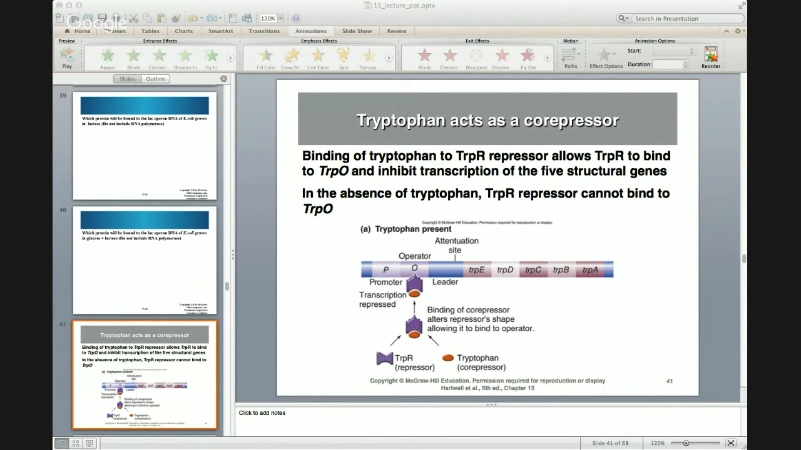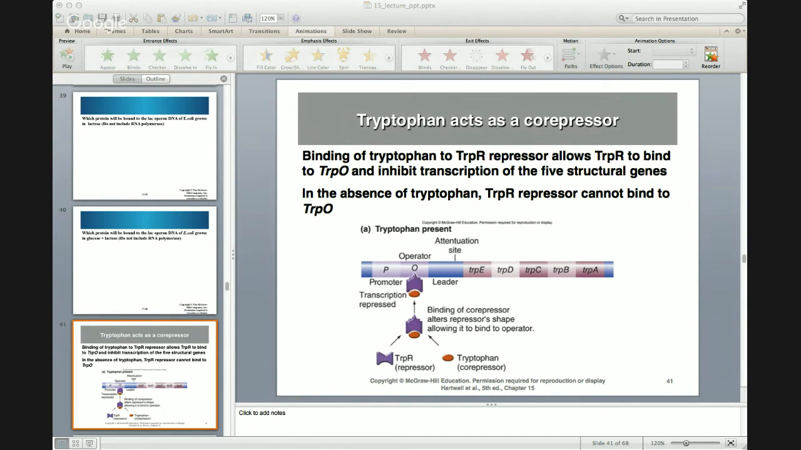Okay, so let's see how this regulation works on a molecular level, a closer level. Let's see the role of each of these components in regulating transcription. So we see the role that tryptophan plays. But if you recall, we said that the trp operon has this leader sequence, and within the leader sequence is what is known as an attenuation site, and this attenuation plays a key role in regulating transcription from operons that are involved in synthesis.